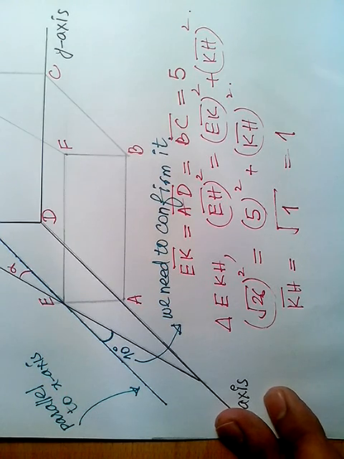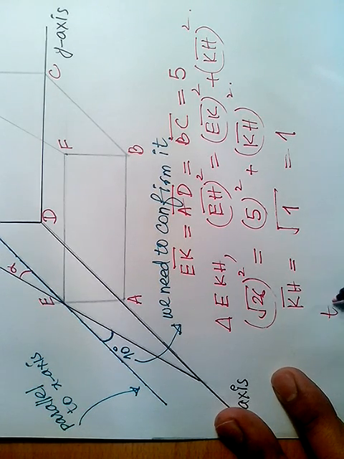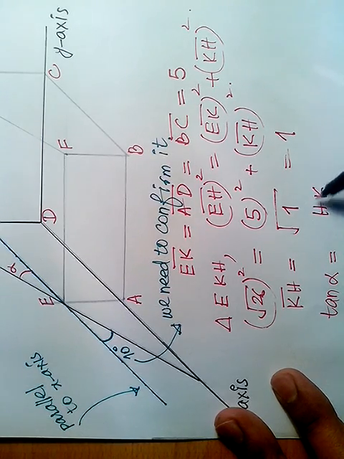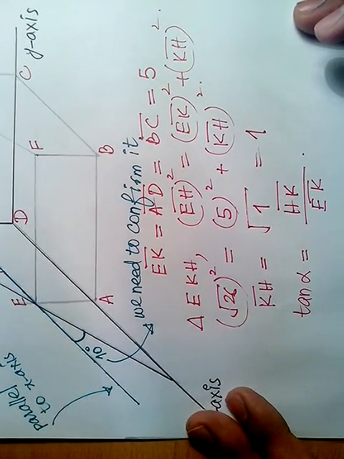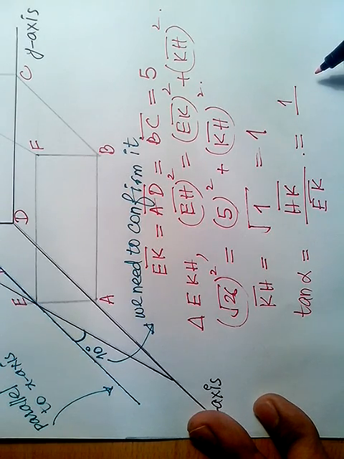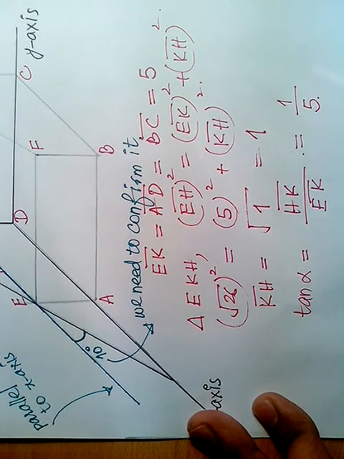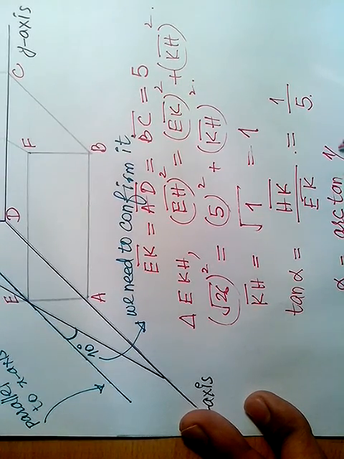Right now it is pretty easy to find alpha. How? We can apply tan of alpha, which is equal to HK divided by EK, and HK is 1, and EK is 5. So alpha is going to be arctan of 1/5.